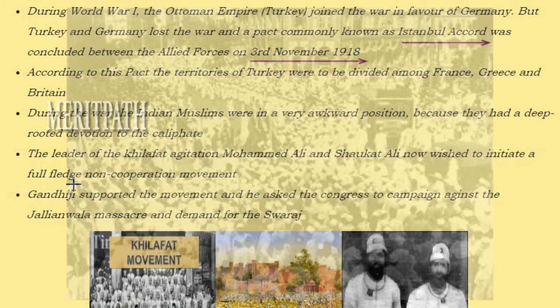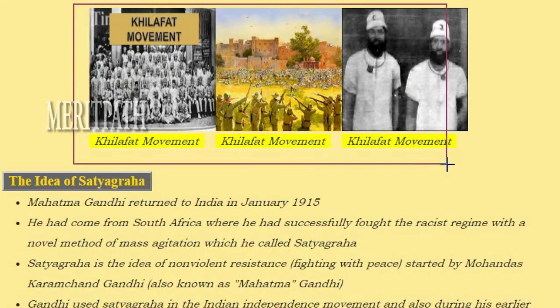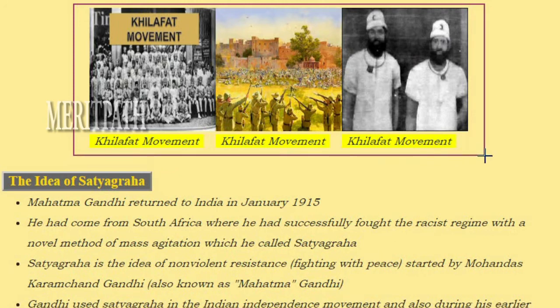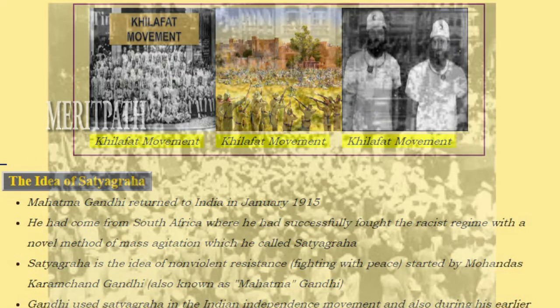During the war, the Indian Muslims were in a very awkward position because they had a deep-rooted devotion to the Caliphate. The leaders of the Khilafat agitation, Muhammad Ali and Shaukat Ali, now wished to initiate a full-fledged non-cooperation movement. Gandhiji supported the movement, and he asked the Congress to campaign against the Jallianwala Bagh massacre and demand Swaraj. Here are some of the images depicting the Khilafat movement and the freedom fighters.